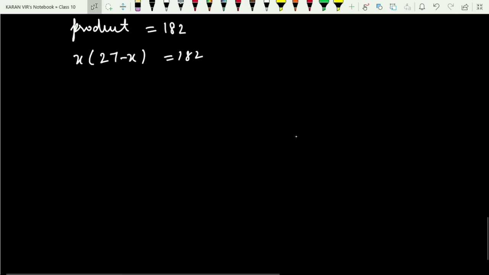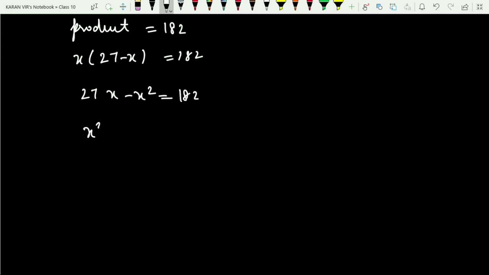equals 182. So you'll be getting a quadratic equation, so this will be 27x minus x square equals 182. Take all the terms to the right hand side, so this will be x square minus 27x plus 182 equals 0. Now you need to make the factors of 182, that are 14 and 13. So this will be x square minus 14x minus 13x plus 182 equals 0.